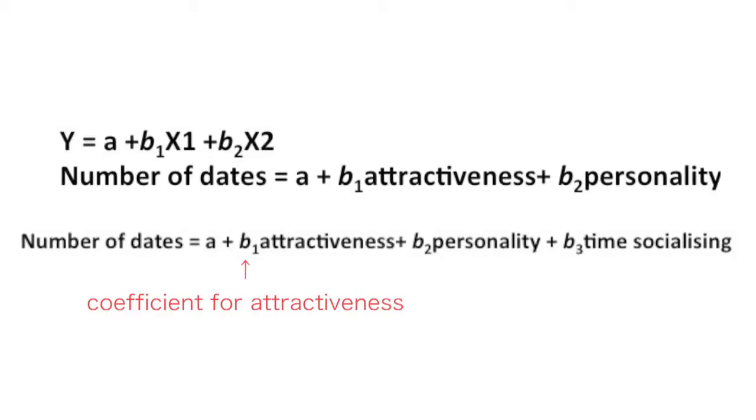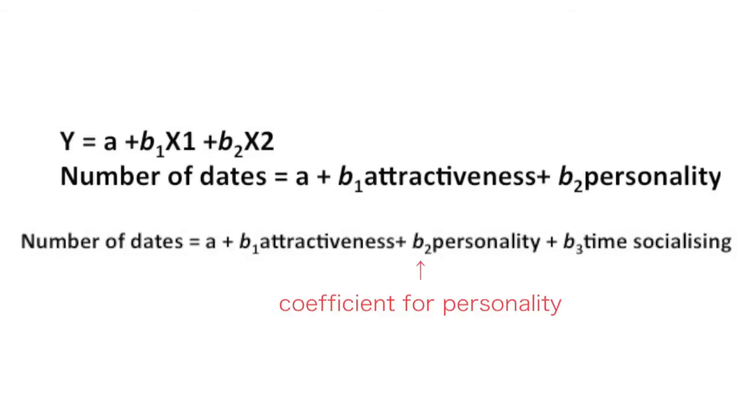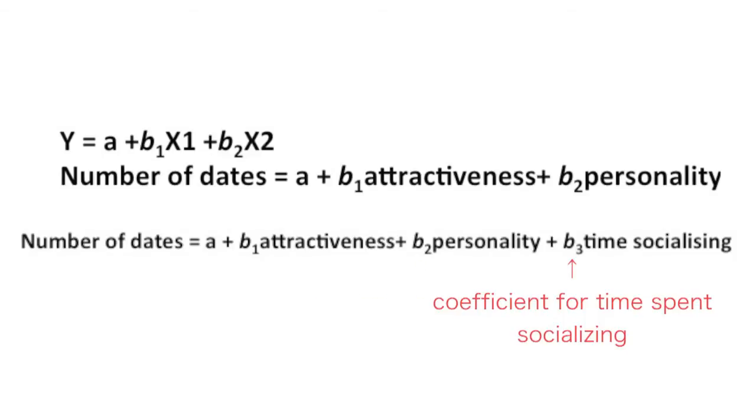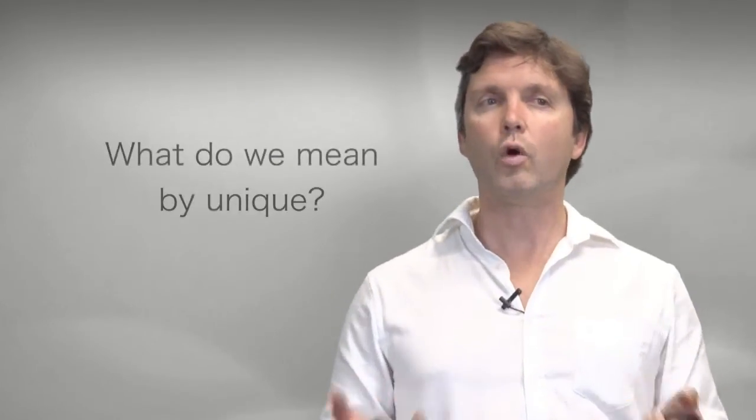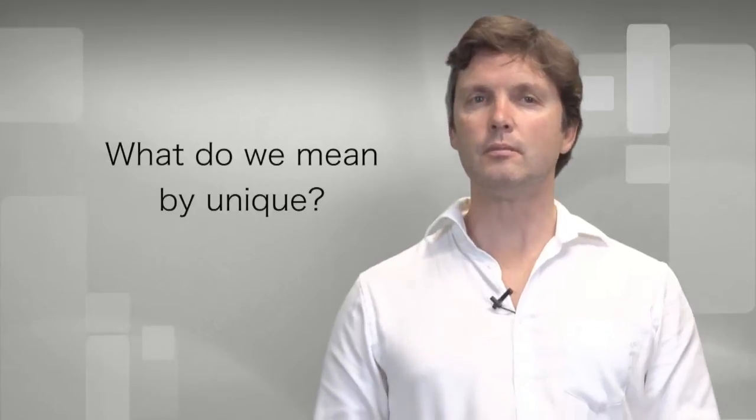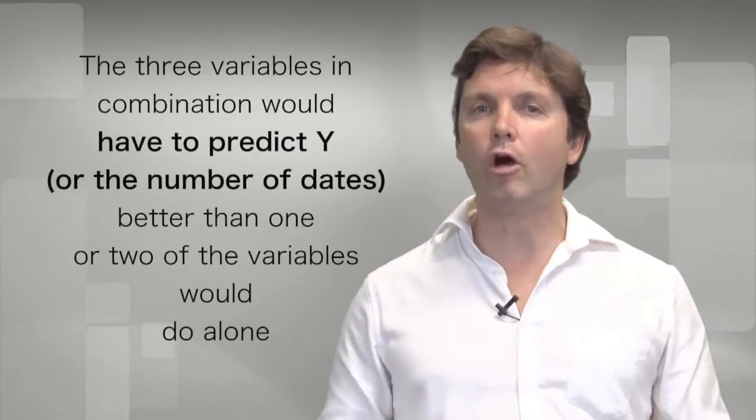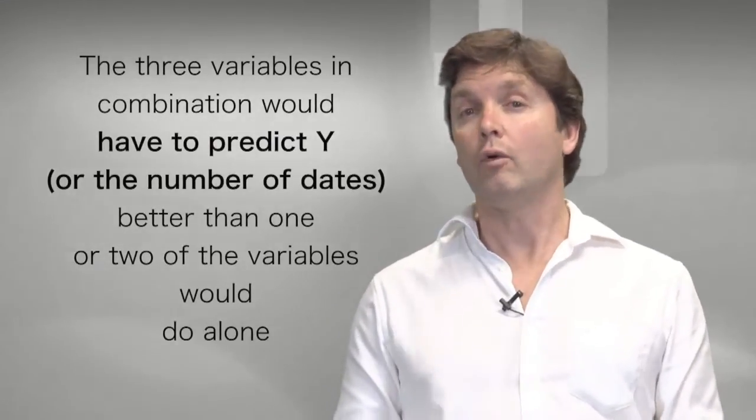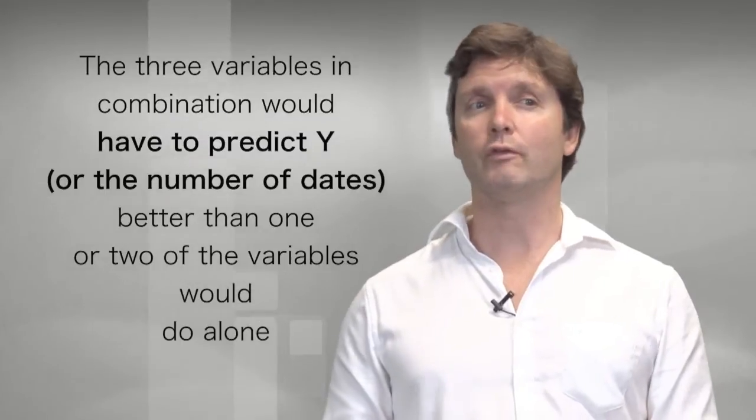B1 is the coefficient for attractiveness, B2 is the coefficient for personality, and B3 is the coefficient for time spent socializing. Now when I add a new variable of time spent socializing, it should make a unique contribution to the understanding of the dependent variable. Otherwise, why use it? So what do we mean by unique? Well, the additional variable needs to explain differences in the predicted variable that the other predictors don't. That is, the three variables in combination would have to predict y, or the number of dates, better than one or two of the variables would do alone.